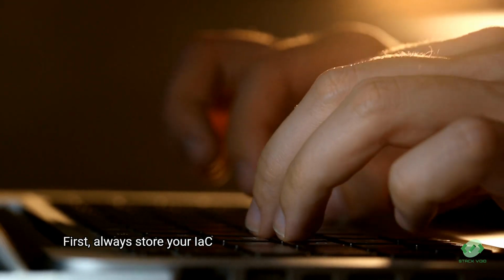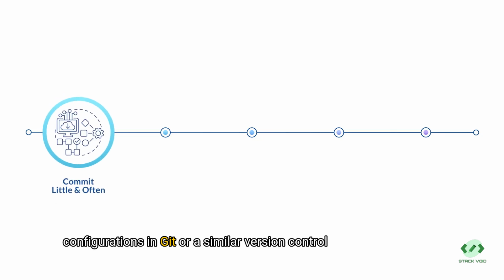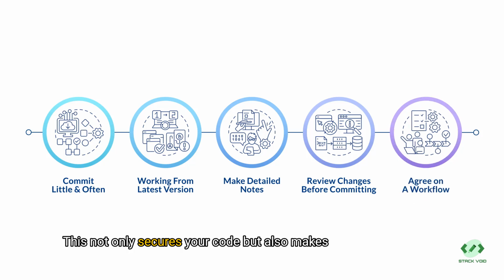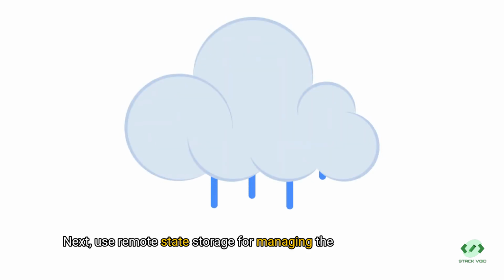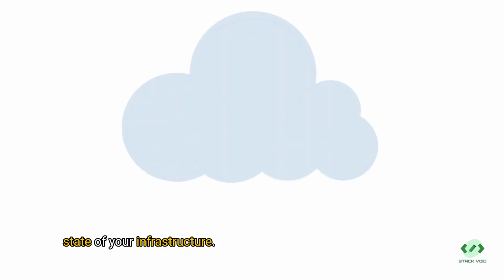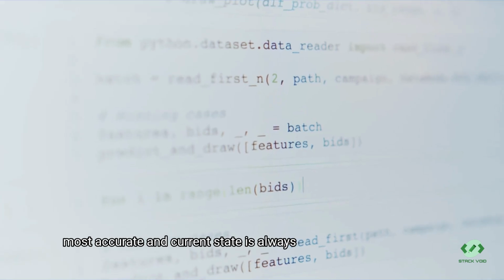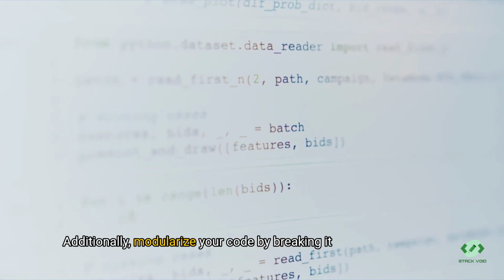First, always store your IAC configurations in Git or a similar version control system. This not only secures your code, but also makes collaboration and auditing seamless. Next, use remote state storage for managing the state of your infrastructure. This prevents conflicts and ensures that the most accurate and current state is always accessible to your team.